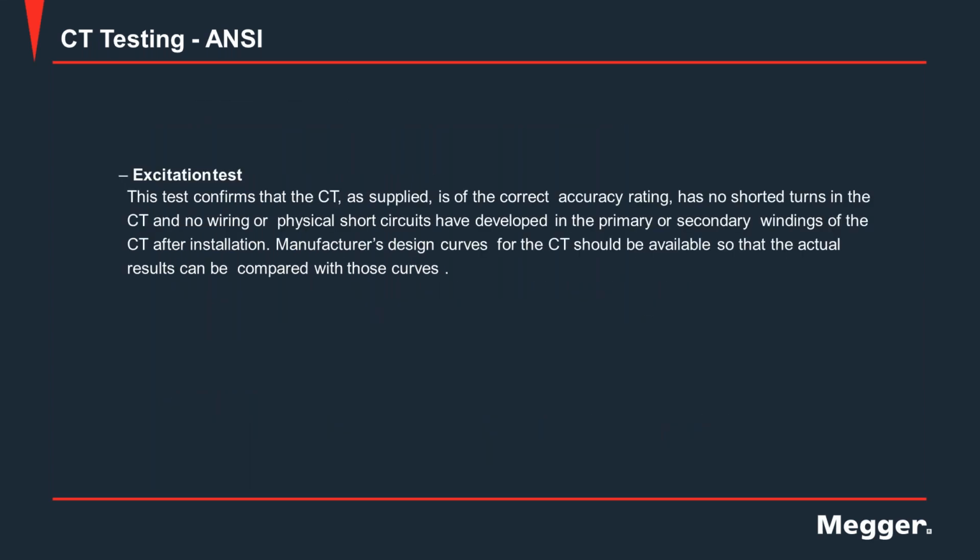Another important test is the excitation test. This test confirms that the CT as supplied is of the correct accuracy rating and has no shorted turns in the CT, and no wiring or physical short circuits have developed in the primary or secondary windings of the CT after installation. Normally, the manufacturers provide these curves and they should be available so that the actual result can be compared with those curves when we do the excitation test.